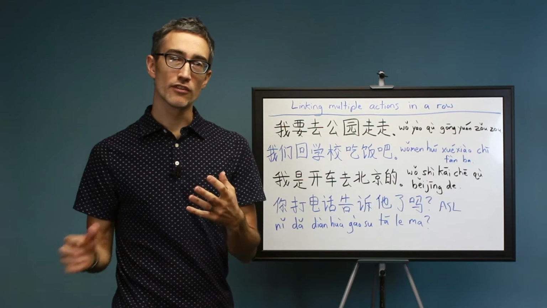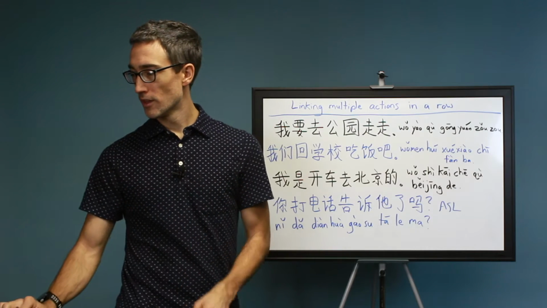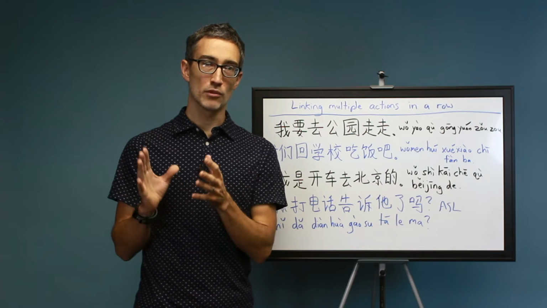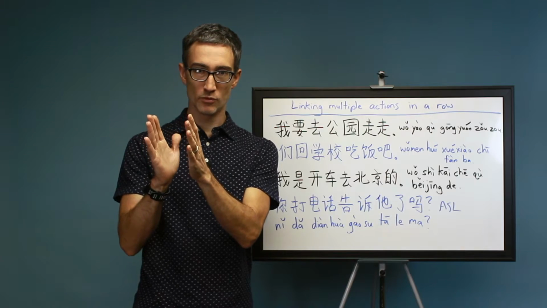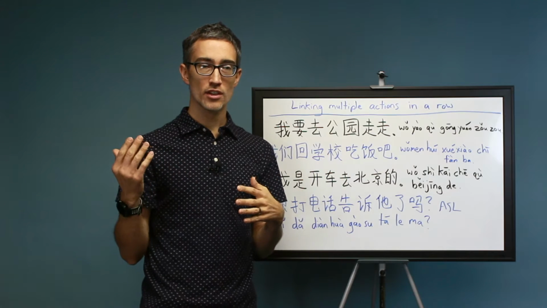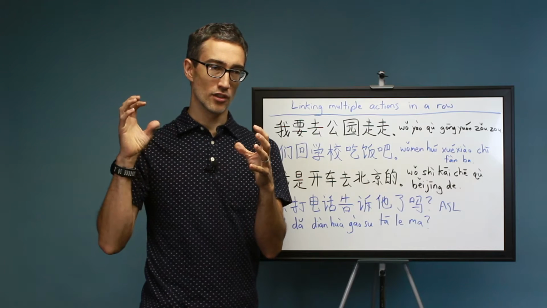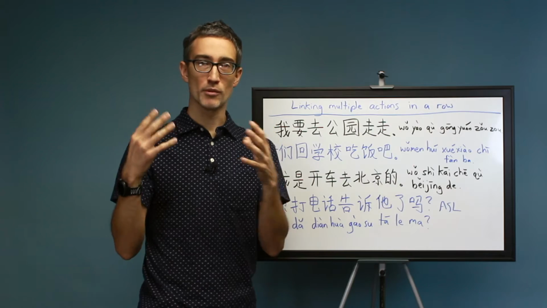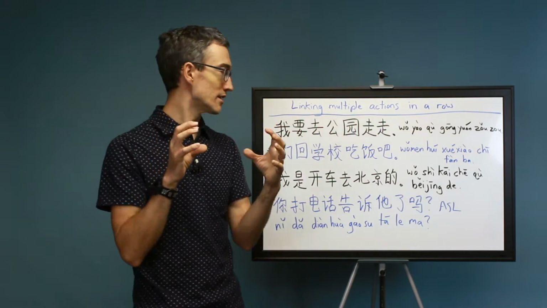In order to link verb phrases in English, we'll often use words like and, to, or for. For example, go to the park and take a walk. So go to the park is one verb phrase, and take a walk is another. Even though I'm using the word and, there's a purpose connection. I'm going to the park so I can take a walk, or both: I'm going to the park because I enjoy the park, and while I'm there, I'm going to take a walk. So those actions are linked together.